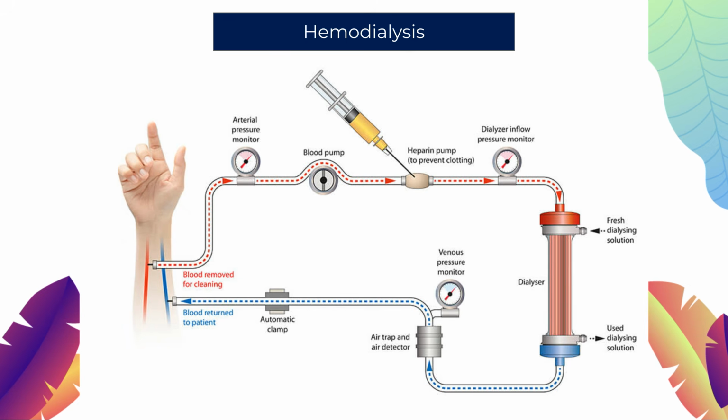In hemodialysis, blood is removed from the body and passed through a dialysis machine where waste products diffuse into a dialysate fluid across a semi-permeable membrane, and the clean blood is then returned to the body.